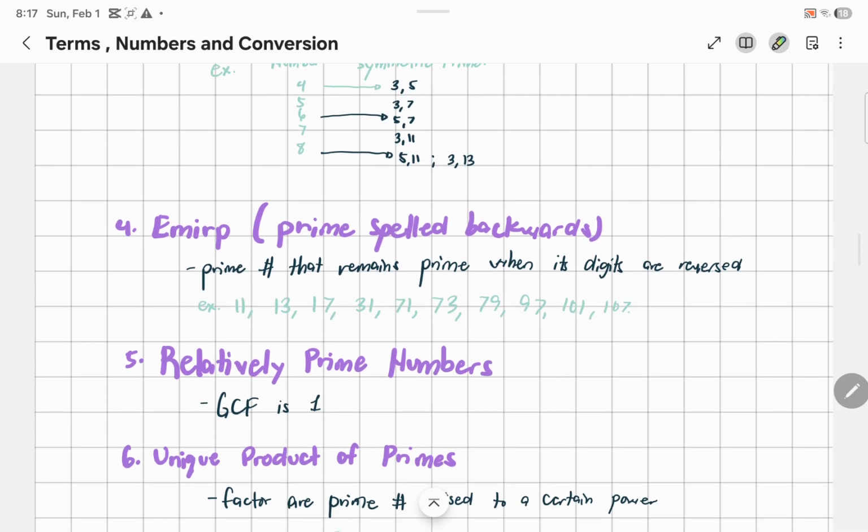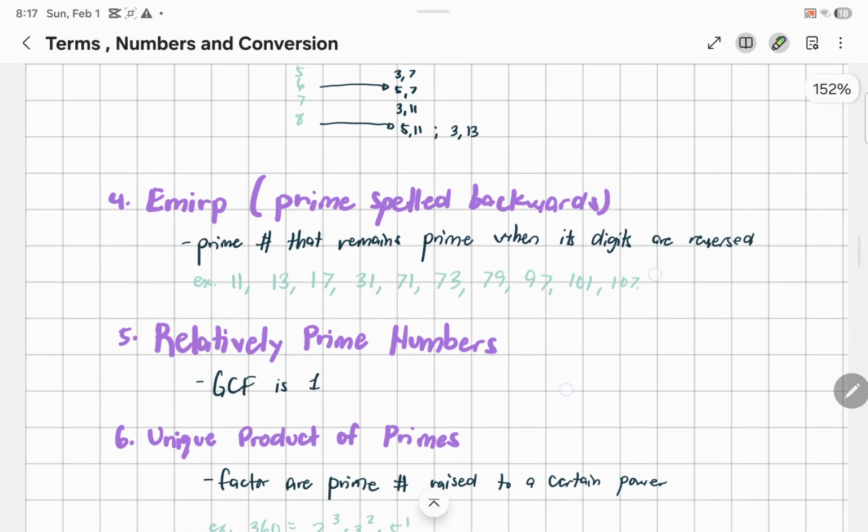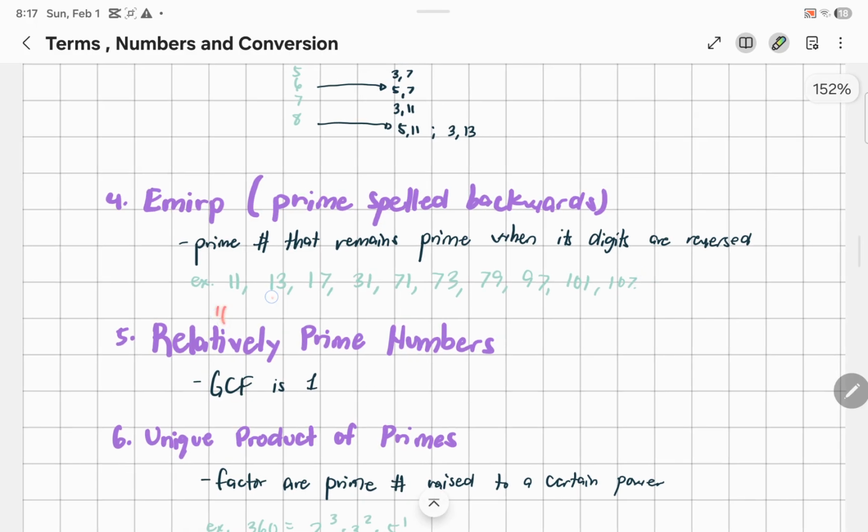Next, we have the emirp. This is just prime spelled backwards. It is a prime number that remains prime when its digits are reversed. So for example, 13. If we reverse that, it's 31, and 31 is also a prime number. So is 17. If we reverse that, 71, and 71 is also a prime number. So these are examples of emirp.